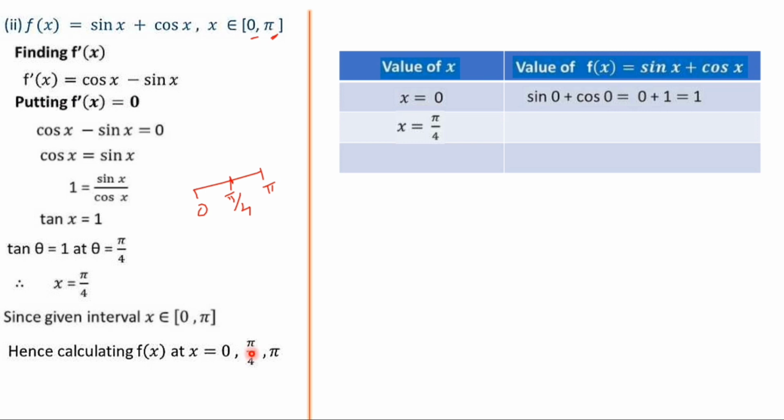Next is x is equal to pi by 4, 45 degree, sin pi by 4 plus cos pi by 4. So sin pi by 4 is 1 by root 2 plus cos pi by 4 also 1 by root 2. Then take root 2 as common LCM. 1 plus 1 is 2, 2 by root 2. Simple calculation, rationalizing the denominator. So here 2 we can write it as root 2 into root 2.